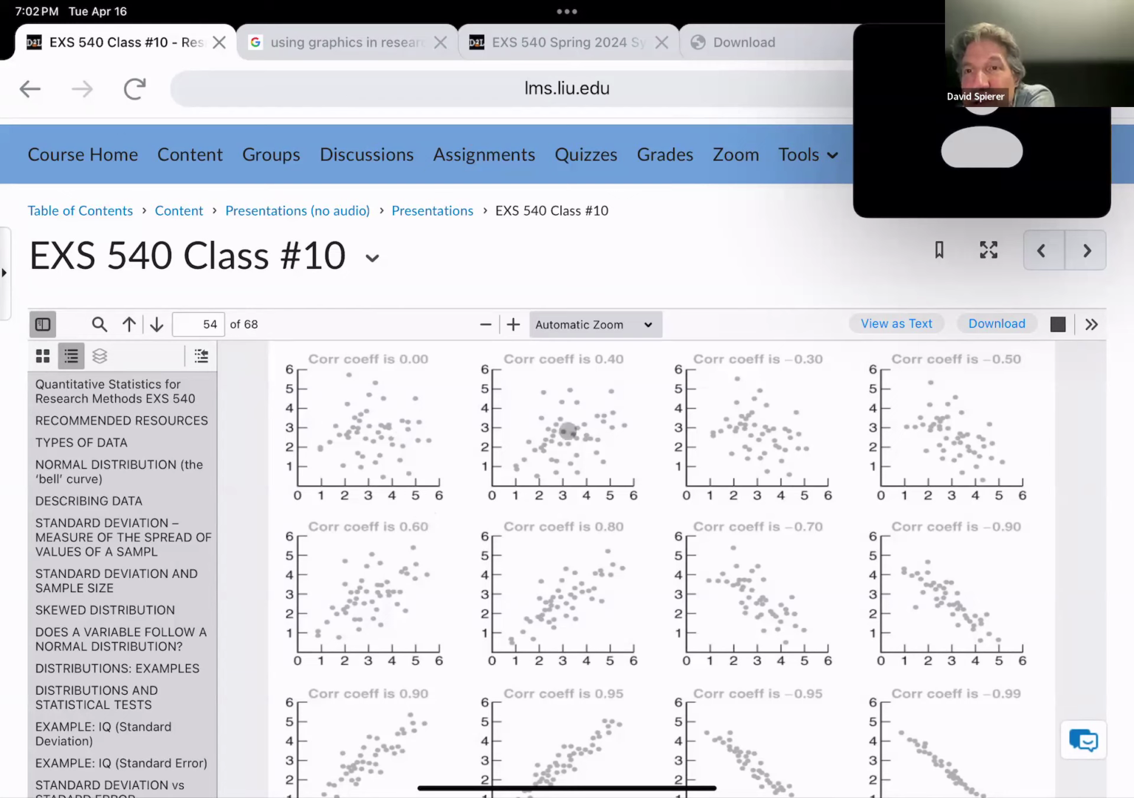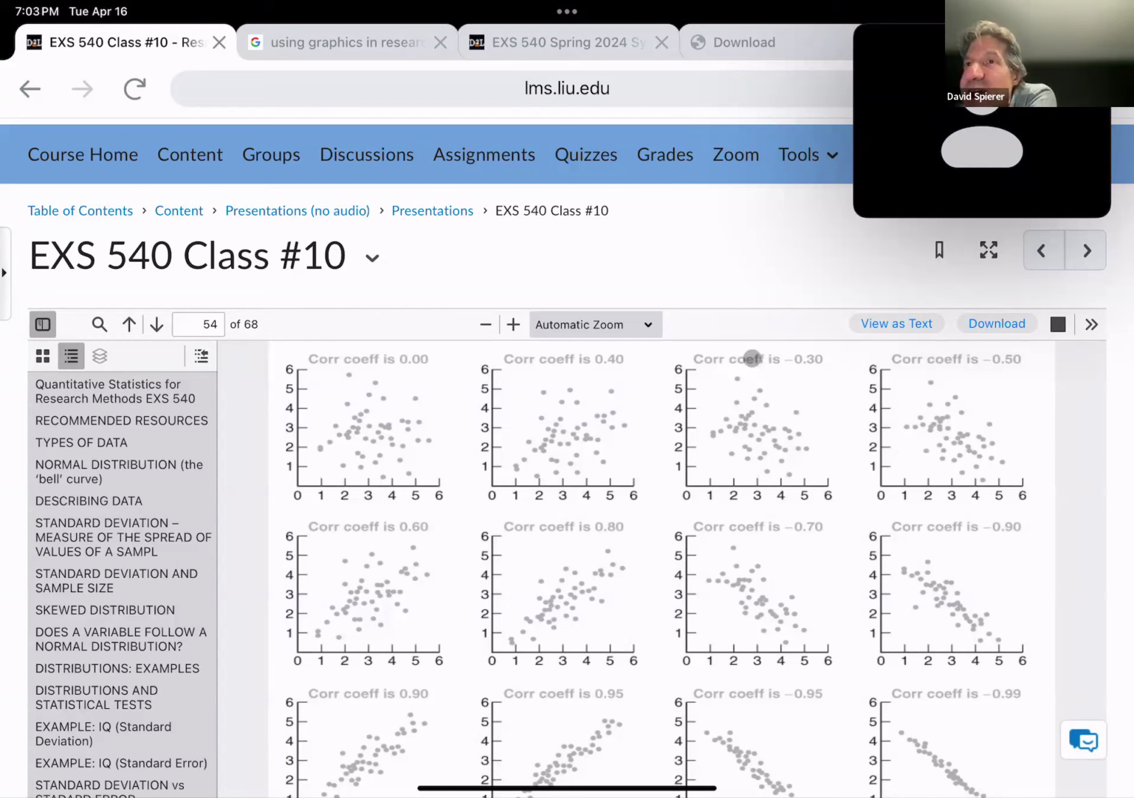There's no relationship. This is a 0.4, indicating that some of the data is along the lines of the average, but there's still a lot of data points scattered all over. This is a -0.3, so it's going in the opposite direction. As you go higher on this axis, you go lower on this one. You can kind of see it if you were to draw a line through it. This is a -0.5.